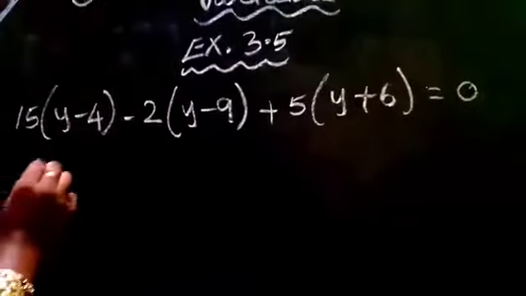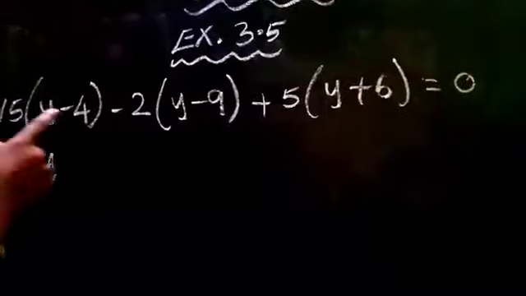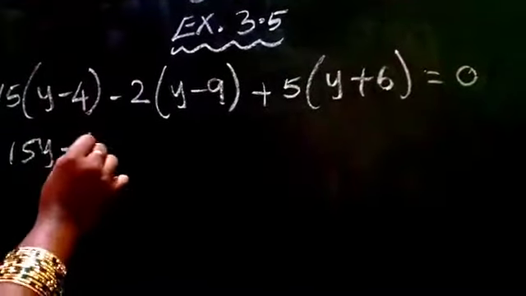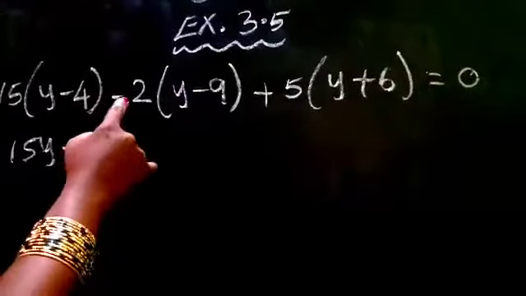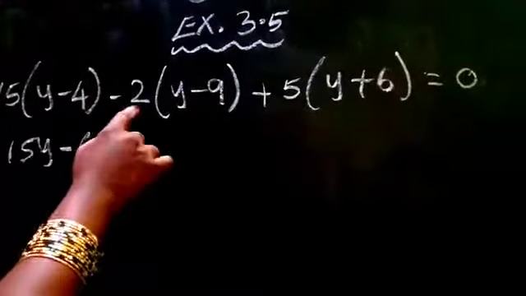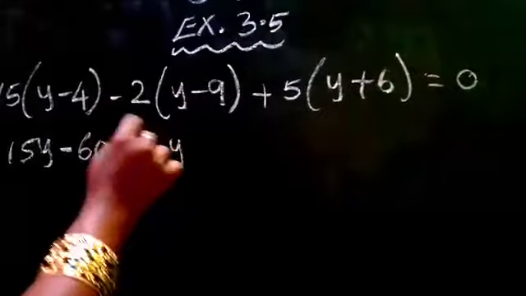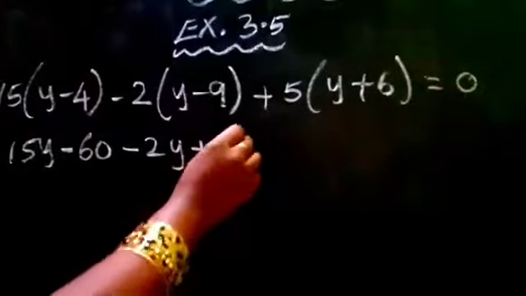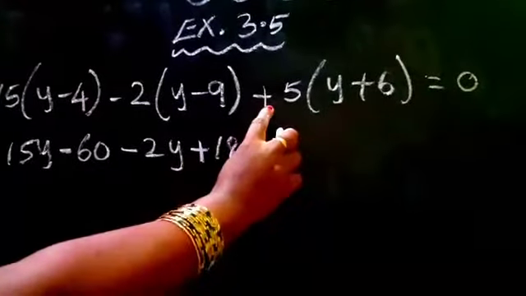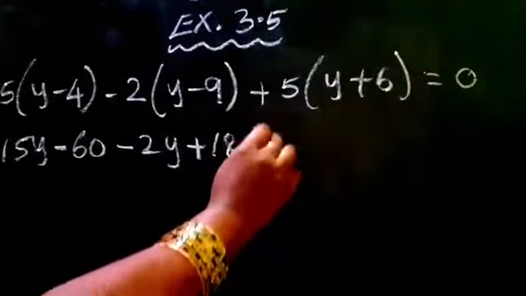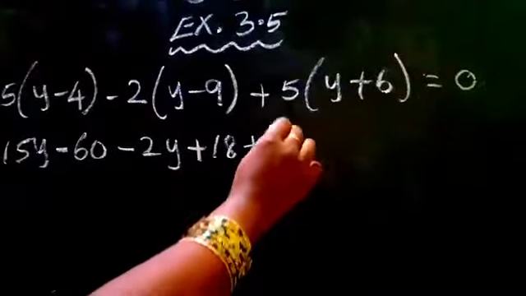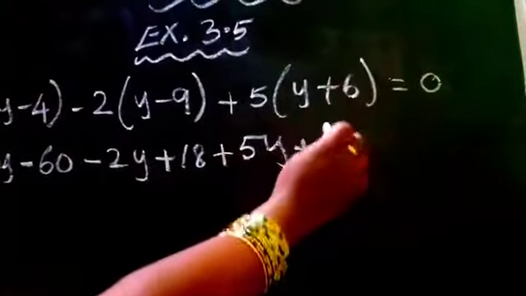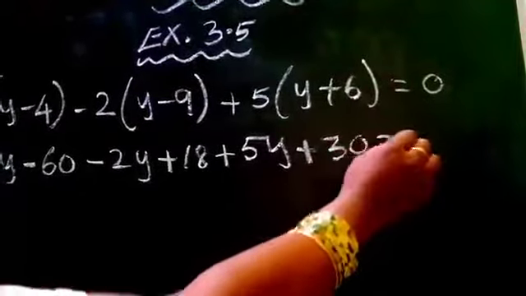15 into y is 15y, plus into minus, minus 15 into 4 is 60. Plus minus into plus minus 2 into y, 2y. Minus into minus, plus 2 nines are 18. Plus into plus, 5 into y is 5y, plus into plus 5 sixes are 30, equal to 0.